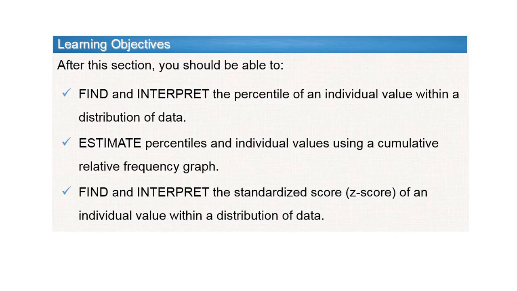We're now going to start our study of Chapter 2, which is Modeling Distributions of Data. Today's lesson is on describing location in a distribution. Our learning objectives for today are to find and interpret the percentile of an individual value within a distribution of data, to estimate percentiles and individual values using a cumulative relative frequency graph, and to find and interpret the standardized score, also called a z-score, of an individual value within a distribution of data.